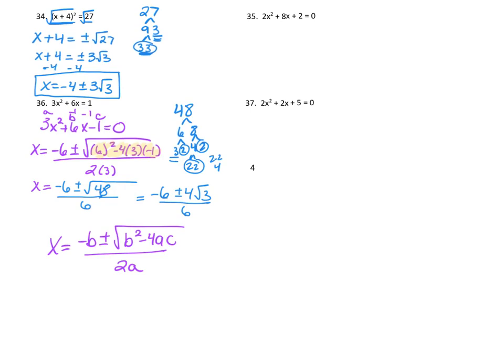Now, we can simplify this even more because this 6, this 4, and this 6, all 3 of those numbers are divisible by 2. So if I divide each of those by 2, I'm going to get negative 3 plus or minus 2 root 3 all over 3. And so that would be my final simplified answer in radical form.